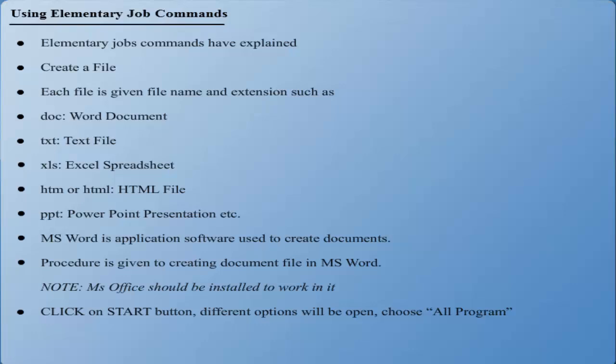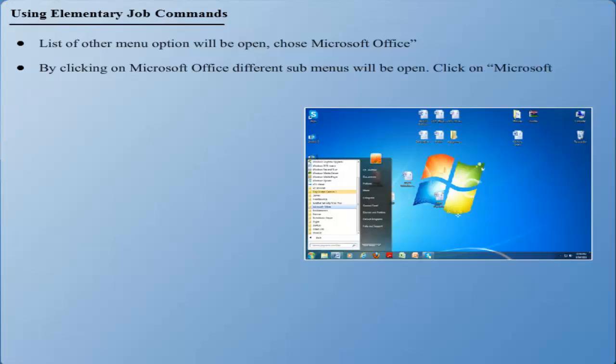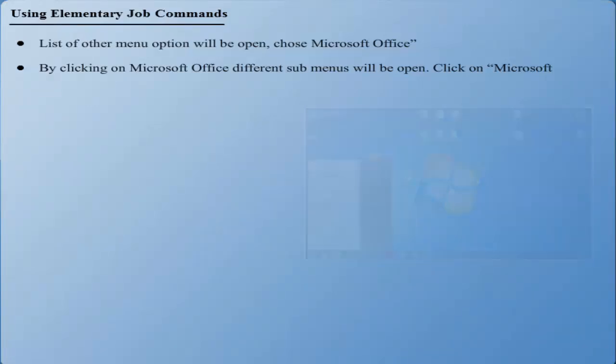Number 2. Then another list of different options will open. Choose the option Microsoft Office. Number 3. By clicking this option, different sub-options will open immediately. Then simply click Microsoft Office Word. A document will open which is basically known as a Word file.